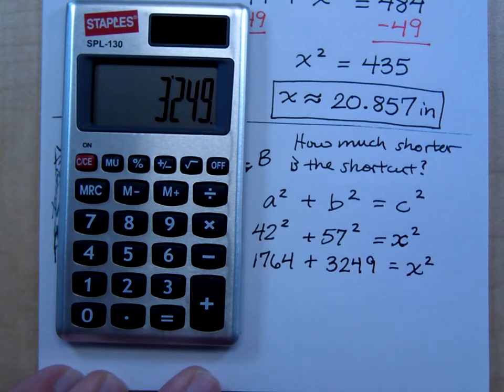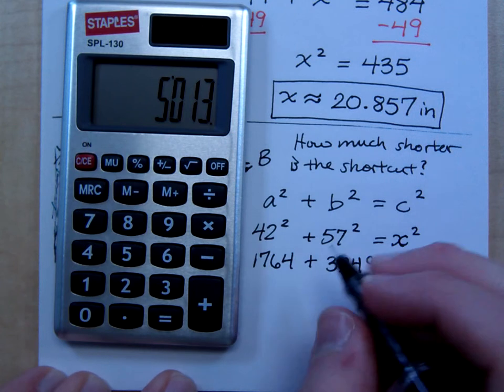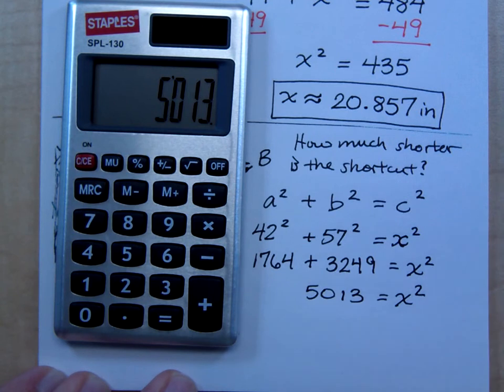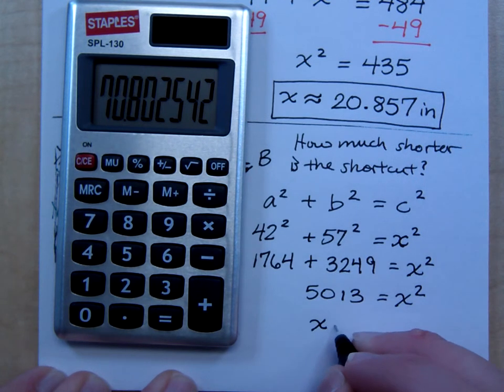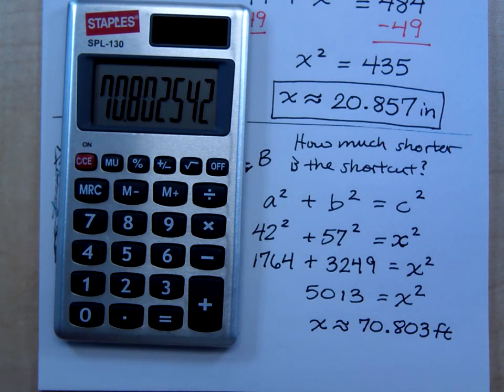All right, so let's add these guys. No, watch this. You had 3249 was the last number, right? Go ahead and add 1764. No sense in typing everything again. So I get 5,013 is my x squared, which means x is what? What do I do now? Root it. Square root. So it means that x is approximately equal to 70.803 feet. That's probably more accurate than I need to be, right? But does that answer my question?